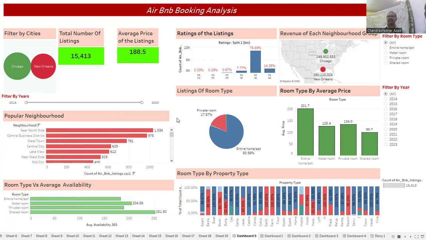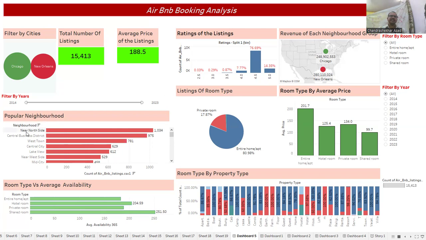Now I uncover the story hidden within the Airbnb dataset of Chicago and New Orleans. Here the two neighborhood groups present are Chicago and New Orleans. The total number of listings here is 15,413. The average price of a listing is 188.5. Most of the listings have a rating between 4, 4.5 and 5.